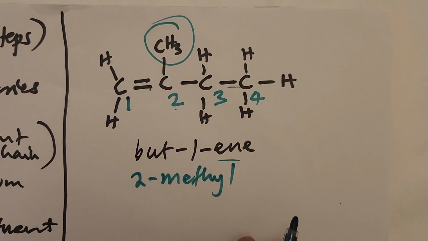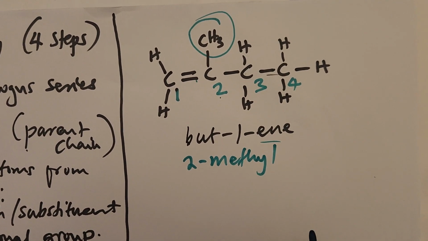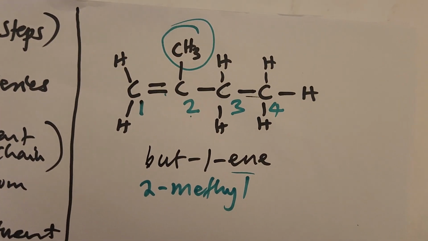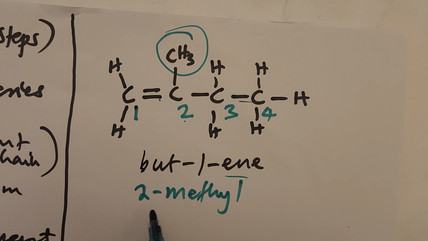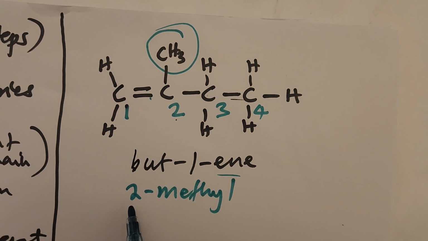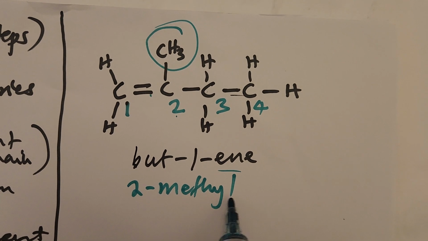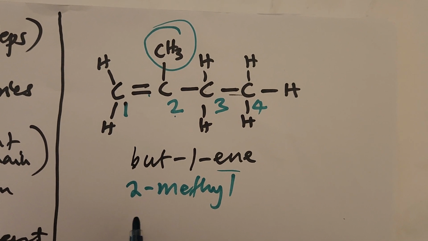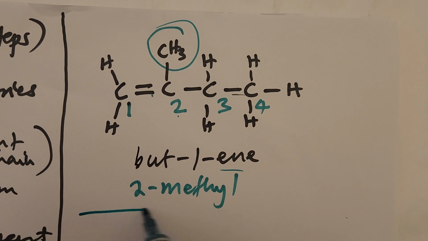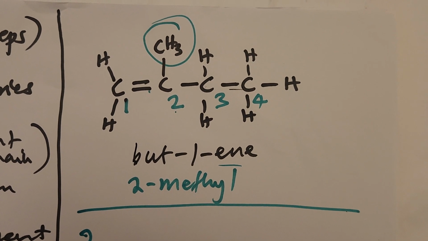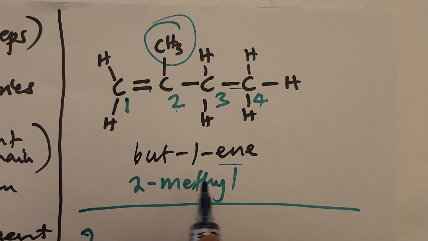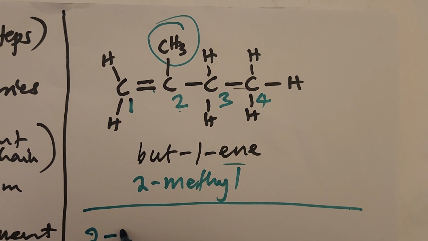Now we can name the structure. We are now at step number 4. Once we have named the substituent according to the carbon where it is bonded to the parent chain, meaning methyl is bonded to carbon number 2, we name the structure. We write the branch or substituent in front of the parent chain. It will be 2-methyl.